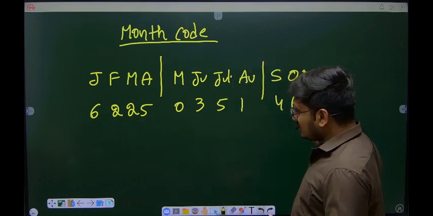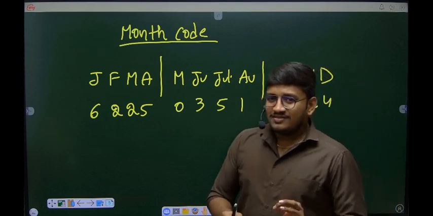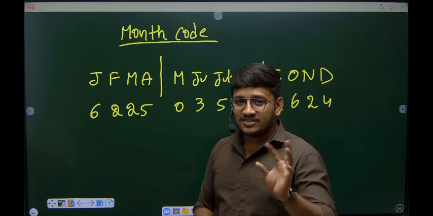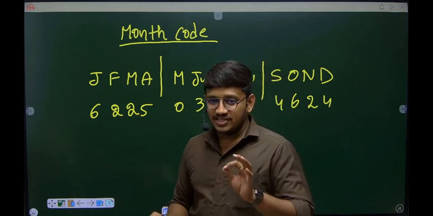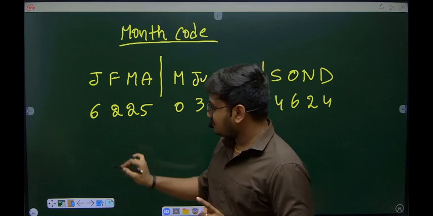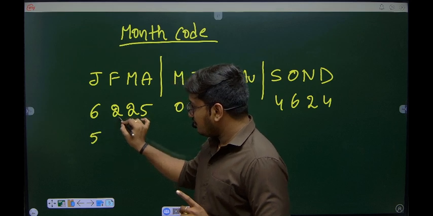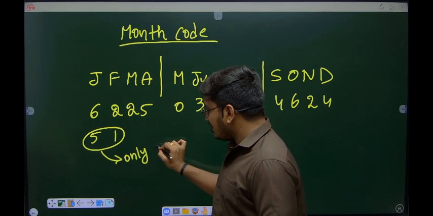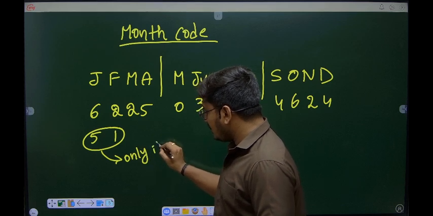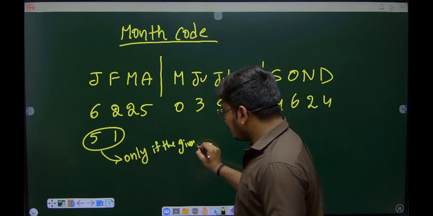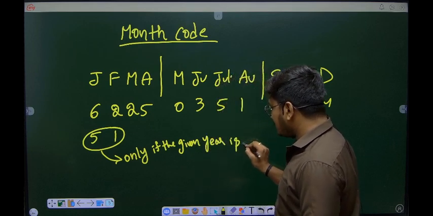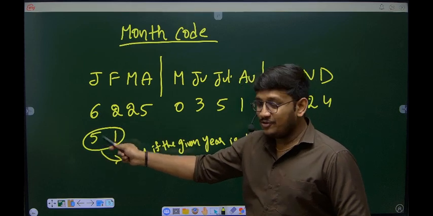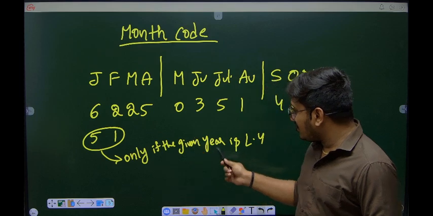Hope you have written this particular series, and there are no big exceptions for this code, just a very small minor thing. The only thing you need to remember is that the code will change for the first two months in leap years. Let's say January code is 5, February code is 1. This is only if the given year is a leap year.